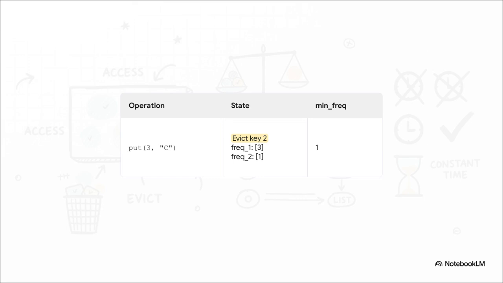And here it is, the moment of truth. Eviction. We try to put a new item, C, but we're full. So the system looks at minFreq, which is 1. It goes to that frequency 1 shelf, and it removes the least recently used item there, which is our old friend key 2. Poof, it's gone. Now there's space, so our new item, key 3, gets added to the front of that frequency 1 list. And minFreq stays at 1, pointing to our newest item.